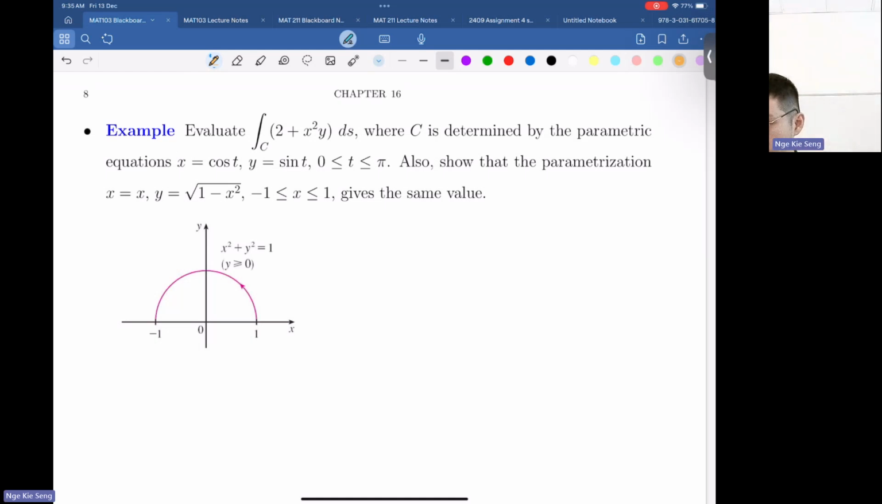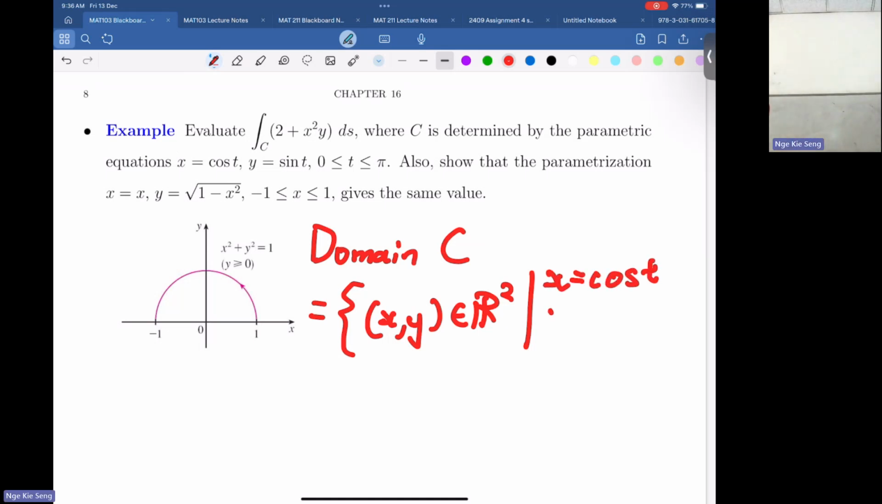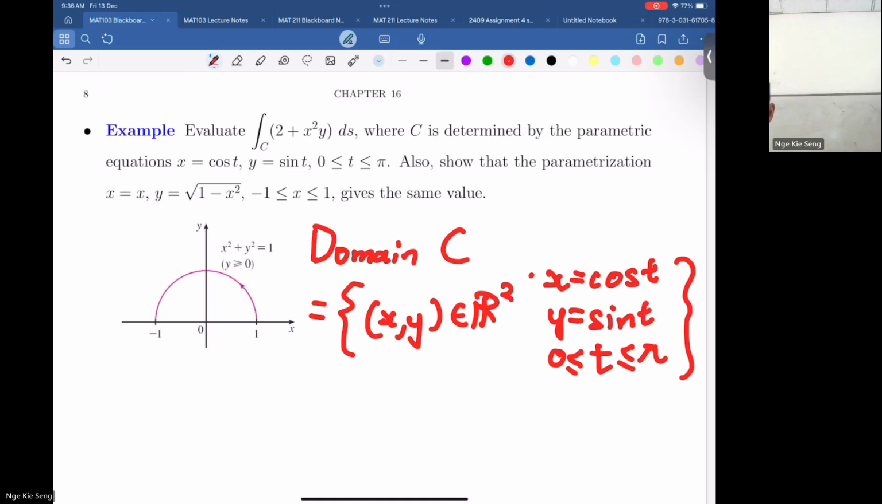Well, first things first, you need to determine what's your domain. So what's your domain C? How do we describe your domain C here? It is a set of (x, y) in R2 such that x equals cos t, y equals sin t, and t is between 0 and pi.